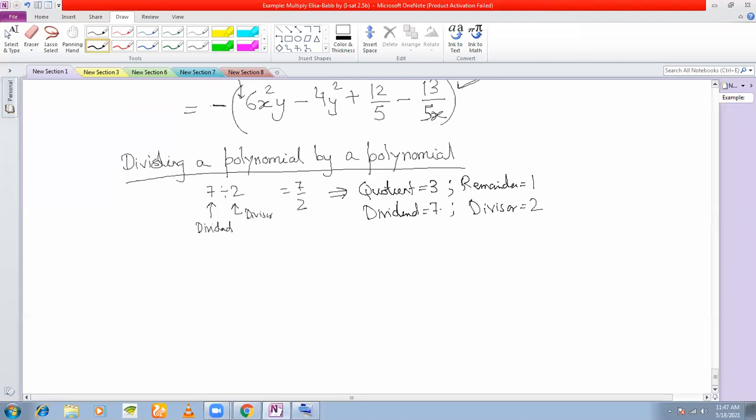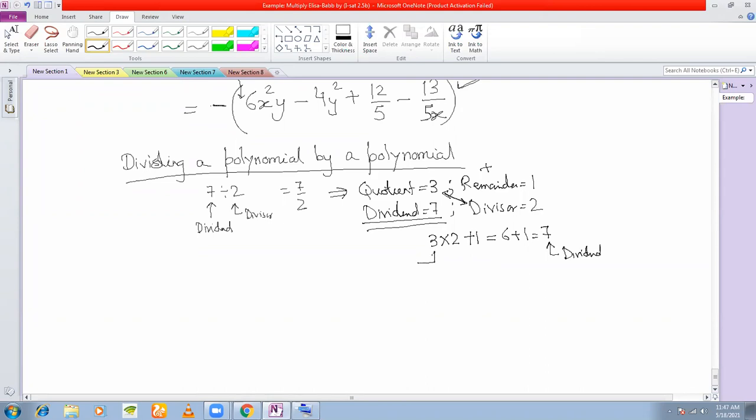So now what you see here is, in order to get the dividend, you need to multiply quotient and divisor and add the remainder. That is, you see that 3, when you multiply quotient and divisor, 3 into 2, and you add the remainder, what are you getting? You are getting 7, which is your dividend.